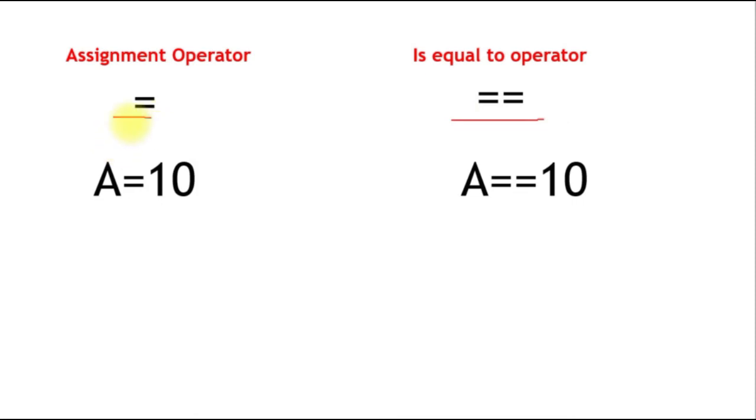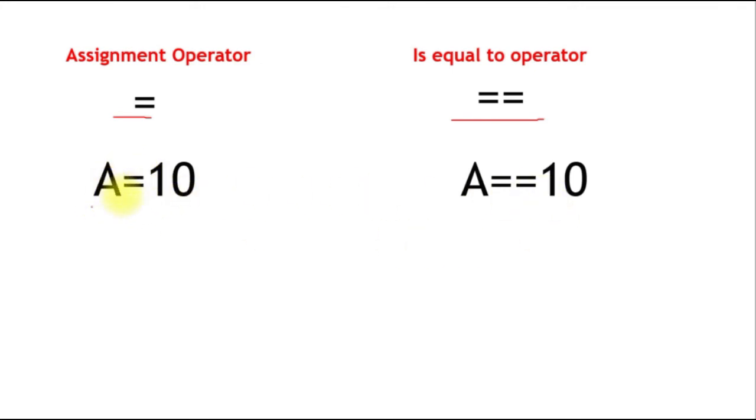Kapag isang equal lang ang nakikita natin sa expression, ang tawag doon ay assignment operator. Kapag dalawang equal sign ang nakikita natin sa expression, meaning kina-compare natin kung same ba yung value ng left operand sa right operand. Ang basa doon ay is equal to. Isa-isahin natin. Sa assignment operator, kung makikita ninyo, A is equal to 10 and A is equal to 10. Parehas yung basa, pero kapag nakita mo yung expression, makikita mo yung pagkakaiba.